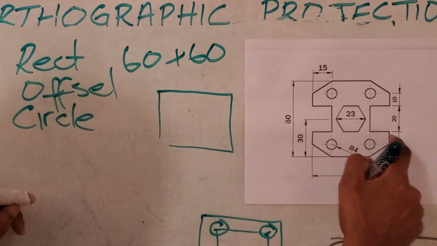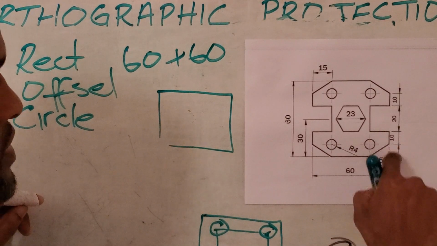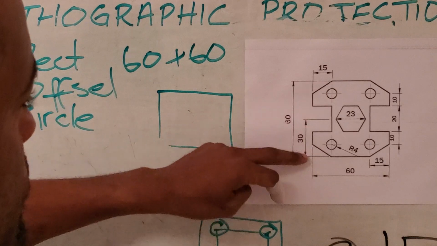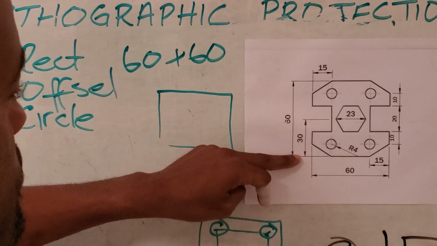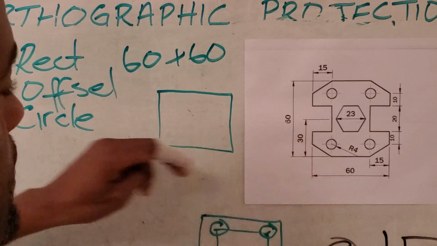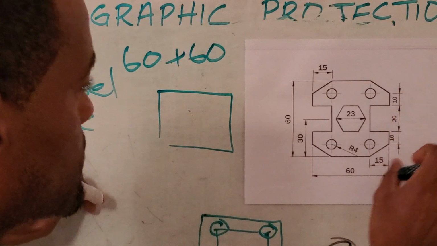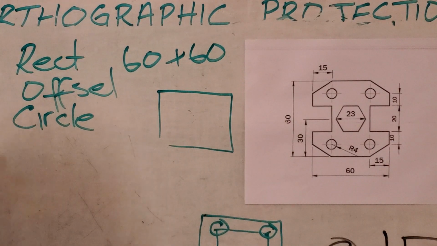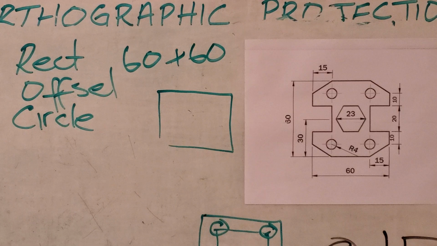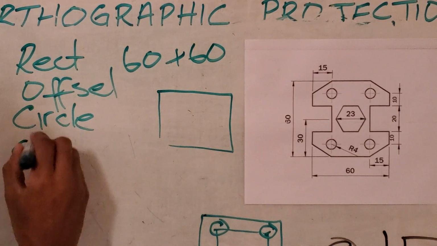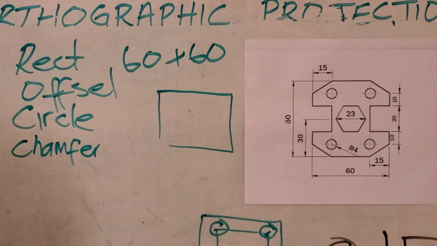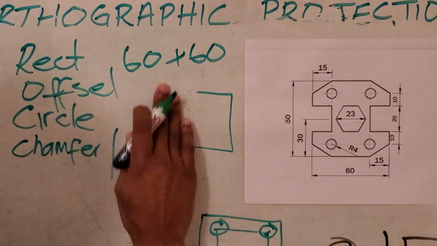One side, I would need to determine this distance here. If from the center, from here to here is 30, from here to here is 30, and the space right here is 10. This is 10 down. 10, 10, 10. So we could use chamfer, or we could use circle.